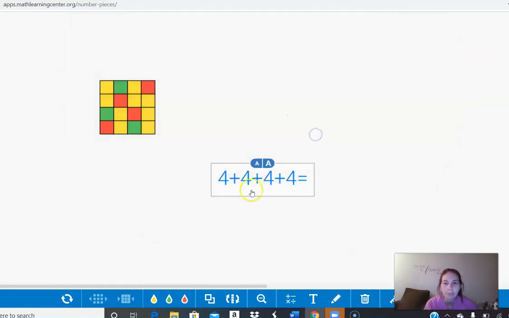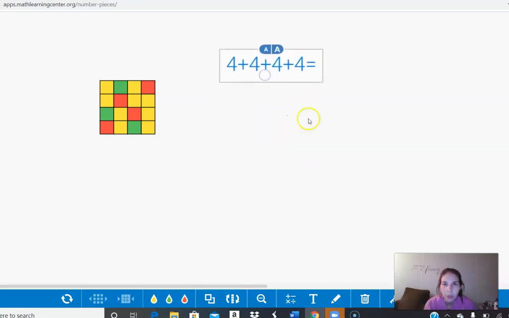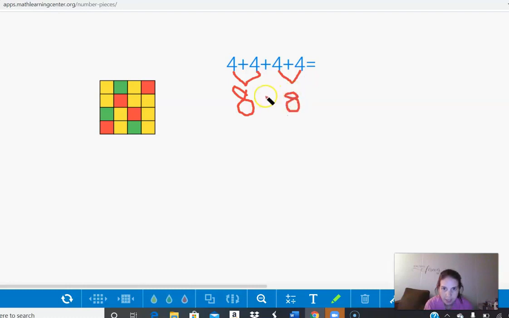All right, now we know that 4 plus 4 equals 8, and we have 4 plus 4 equals 8. So 8 plus 8 is a doubles fact. 8 plus 8 equals 16.